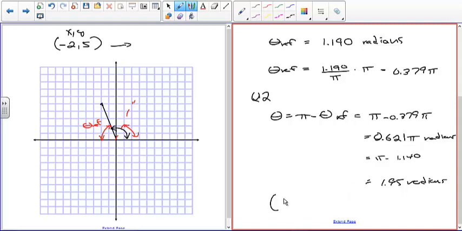So the answer is going to be the square root of 29, 0.621 pi, or the square root of 29, 1.95. Either one's okay. Let me just double check, make sure I didn't make a mistake. Yep. So that's easy. The only hard part is to remember not to just take the inverse tangent and worry. Take the inverse tangent of the absolute value, and then figure out what quadrant you're in based on the xy coordinates.